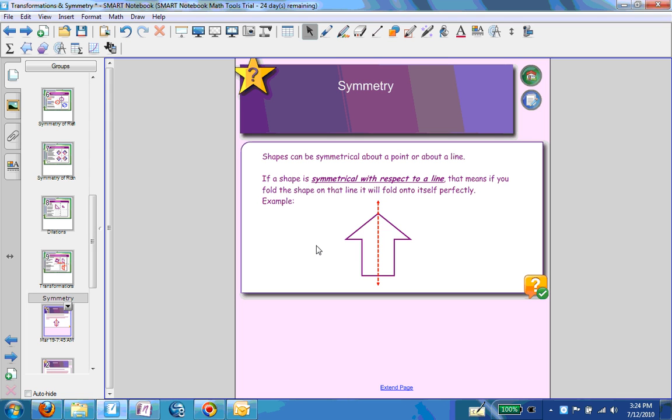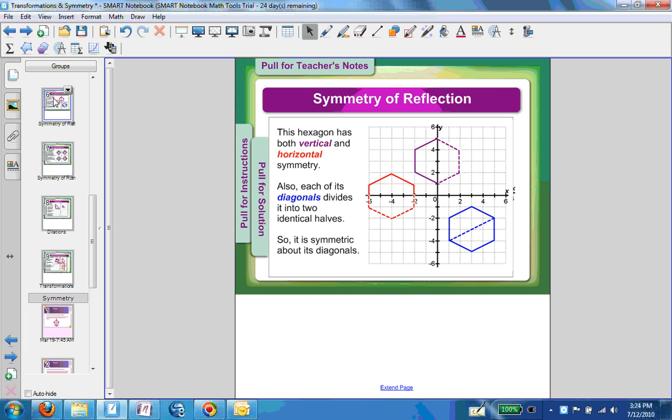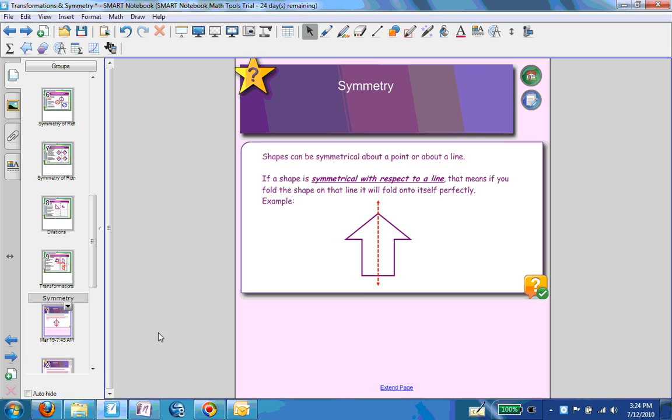Symmetry, there are several ways to talk about symmetry. One is symmetrical with respect to a line, which we saw a little bit before. Basically, we saw that in this slide. If you can take a shape and fold it in half, and the two halves line up perfectly, then the line that you folded upon is called the line that it is symmetrical upon.